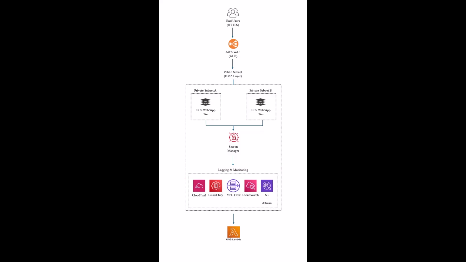Finally, AWS Lambda is used as an automated response layer. When specific security or operational events are detected through CloudWatch or GuardDuty findings, Lambda functions can be triggered to perform predefined actions such as sending alerts, enriching logs, or initiating automated remediation steps. This allows the architecture to move beyond passive monitoring into active, event-driven response without introducing additional servers or attack surface.